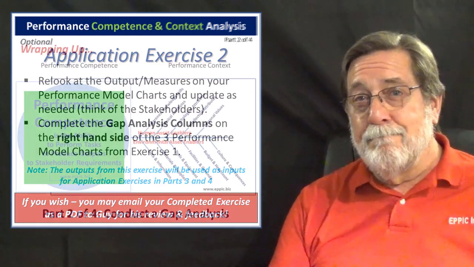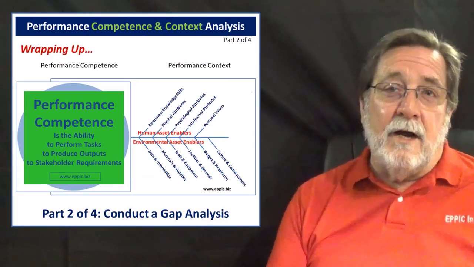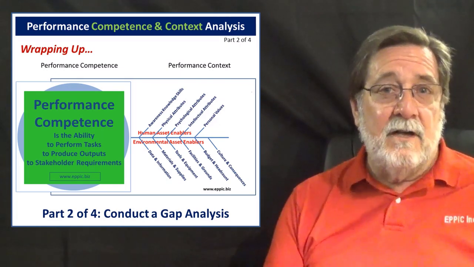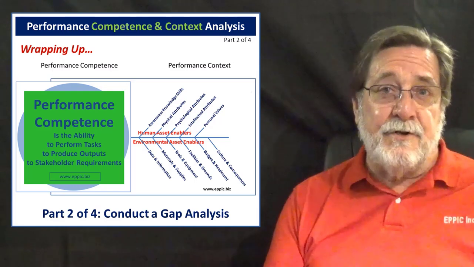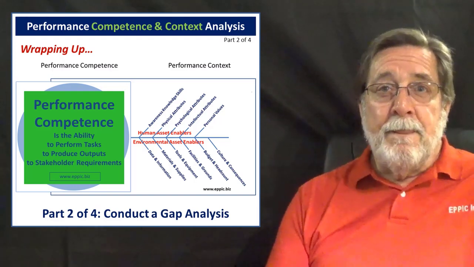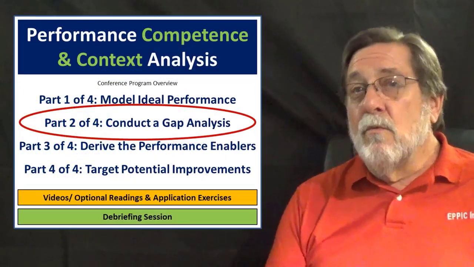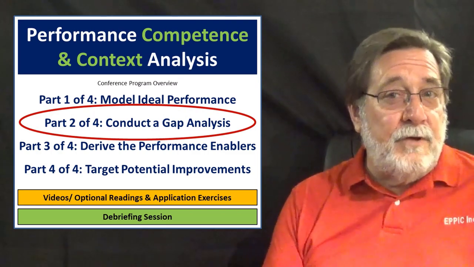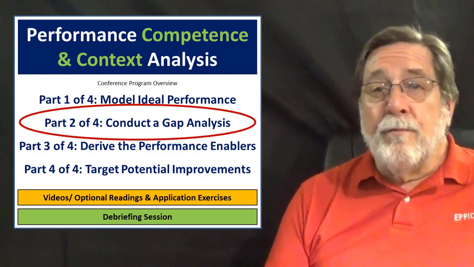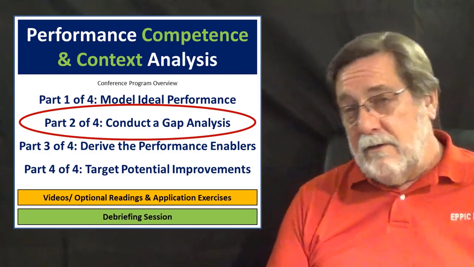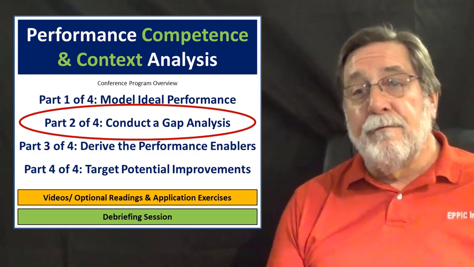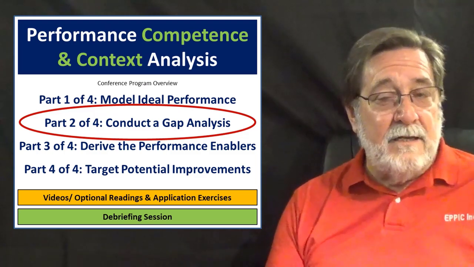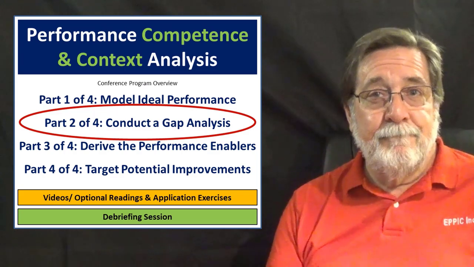That's the goal. Let's wrap part two here, where our focus was on how to do a gap analysis against the ideal performance that we captured in part one. Conducting a gap analysis will logically lead to deriving the enablers that narrowly contribute to the gaps, or more broadly, looking at all of the enablers that enable performance. Those all come from the context, which we'll begin to cover in part three. Hope to see you there.